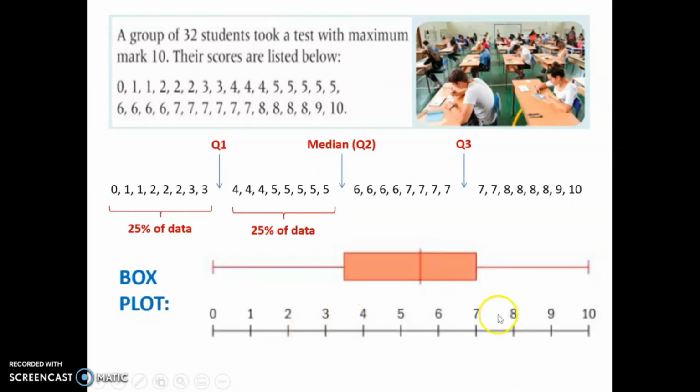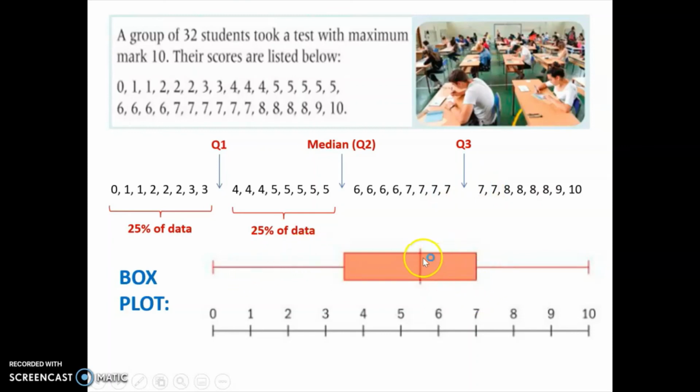If you're making a box plot, it will look something like this then. Here's the box plot. The minimum value is 0. The maximum value, the maximum score in the data set, was 10. Our median was between 5 and 6, which is 5.5 right here. Our Q1 value was between 3 and 4, which is 3.5 right here. And our Q3 value is between 7 and 7, which is 7 right here. So there's our box plot.